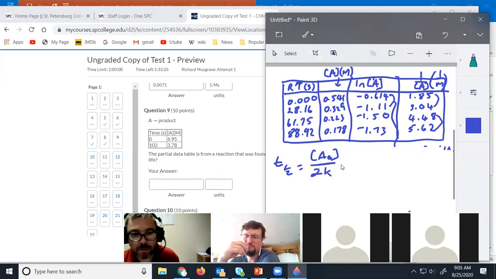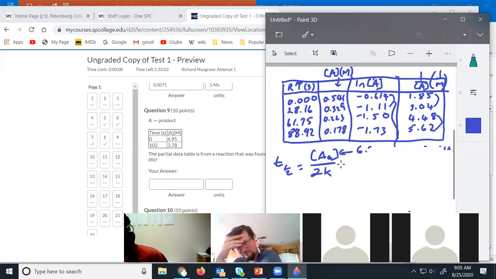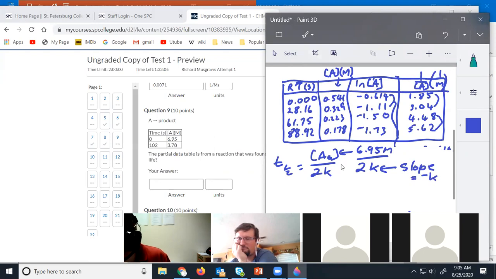Now, A0 is going to be 6.95. That's the concentration at time equals 0. And then you do 2K, and K is going to be the slope in this case. So slope is equal to negative K. Or K is equal to negative slope, let's say.